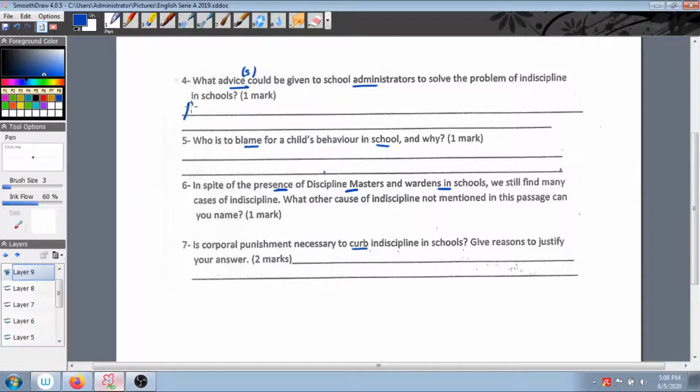So, we could say reduce the number of enrollment. That's one. Okay. Any other ideas? If the school is already somewhere, what do you do? Maybe give priority to discipline.